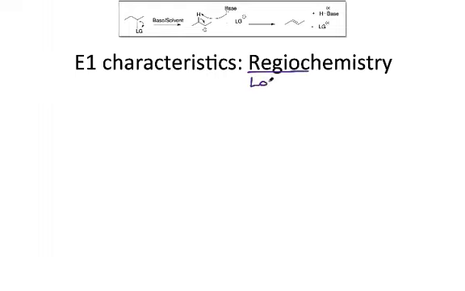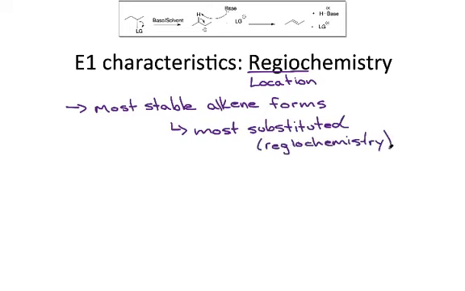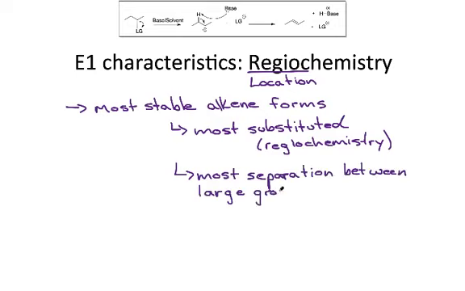The next thing to think about is the regiochemistry of the reaction. The word regiochemistry refers to the location of the reaction, the region where the reaction takes place. The most important take-home message is that the most stable alkene forms in an E1 mechanism. And the most stable alkene is the one that's the most substituted. The most substituted means the one that has the lowest number of hydrogen atoms around it.